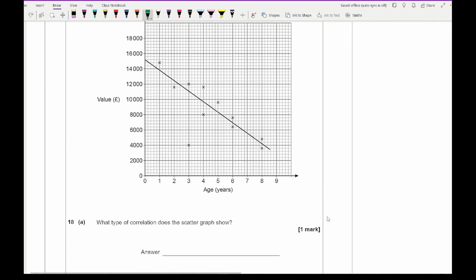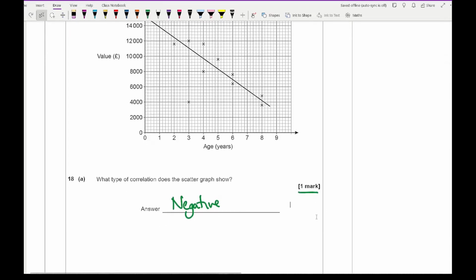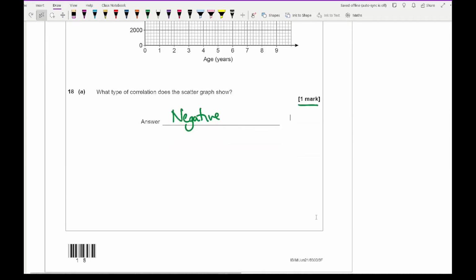Now for 1 mark, the type of correlation it's looking for is basically either going to be positive, negative or no correlation. You don't need to go on the strength, but if you did, you wouldn't lose any marks as long as it was correct. But the correct answer we should write is negative. Now, if the question was worth 2 marks, then you would get a mark for commenting on the strength. But when it's only worth 1, it'll be fine just to say positive, negative, or no correlation.